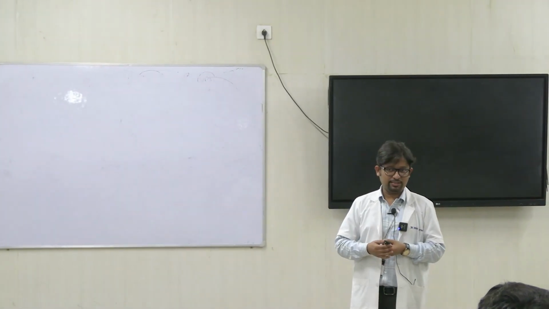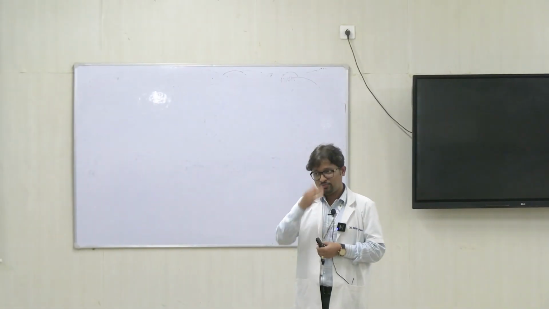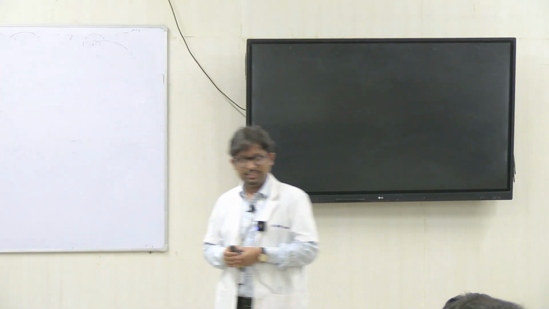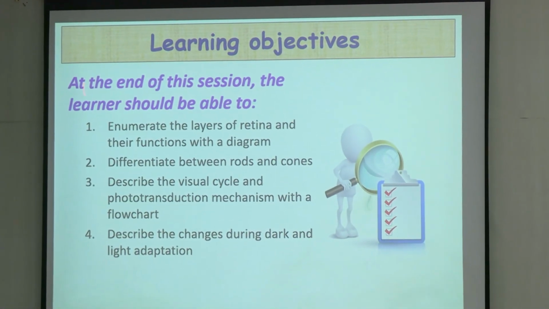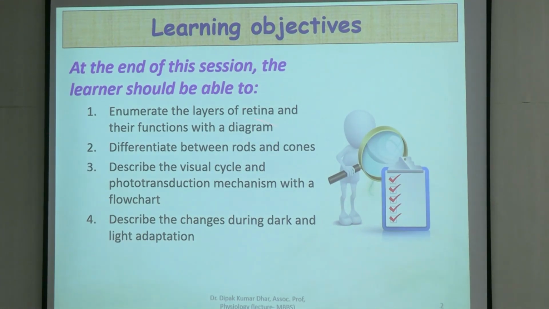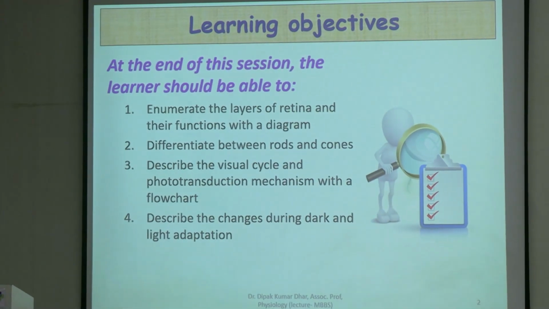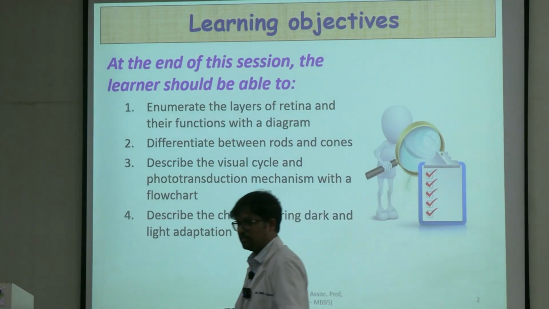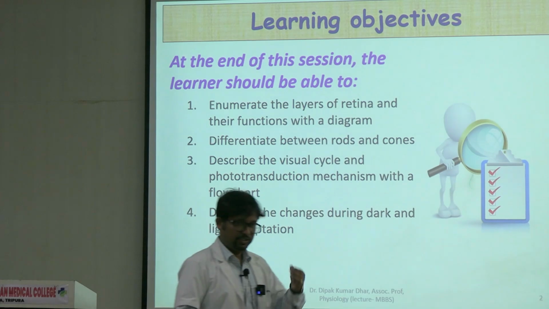So retina is the place where the transduction process happens. In the CNS, whenever you talk of sensations, transduction is the process by which the actual stimulus gets converted to electrical signals. Your brain can understand only electrical signals. So we'll try to discuss the layers of the retina, differences between the rods and cones, the visual cycle along with the phototransduction mechanism, and if time permits, light and dark adaptation. The phototransduction mechanism and Wald's visual cycle, I suppose you also read in biochemistry. So we will reinforce that part.